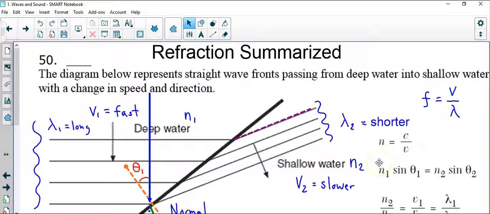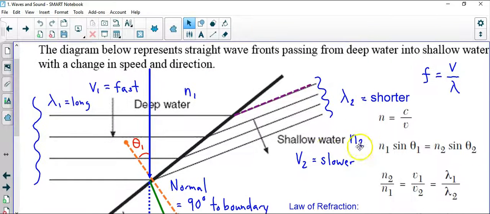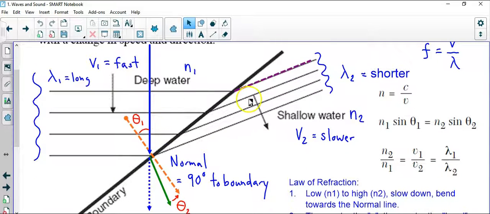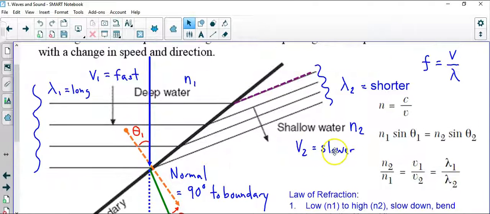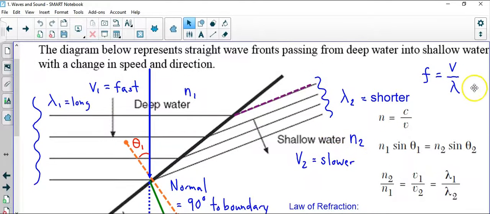Recall when we studied problem 50 with the water wave refraction, we were introduced to the concept of a wave bending as it crossed over a boundary. In particular, a water wave with a long wavelength and a fast speed hit this boundary and refracted at an angle, bending towards the normal line, thereby slowing down the water and reducing the wavelength in order to make the ratio of speed to wavelength equal to the same frequency of generation of the wave.